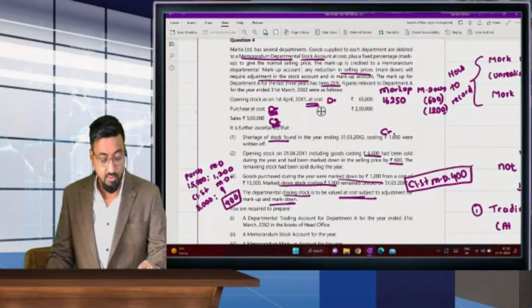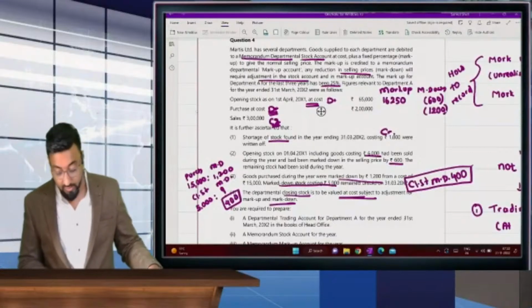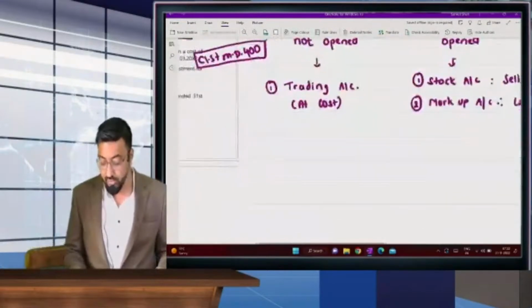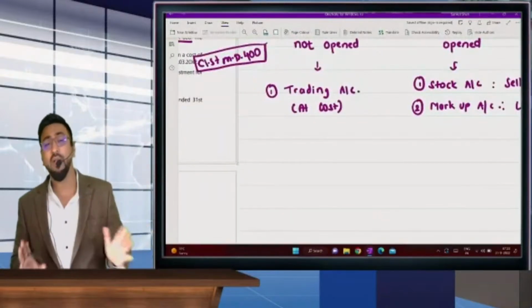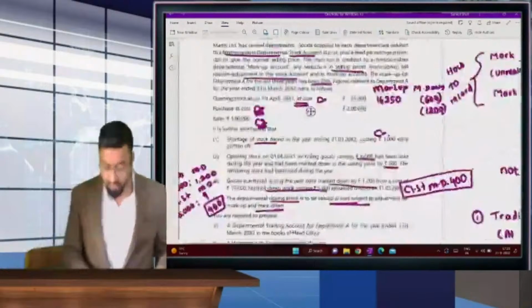Manisha is also saying 400 rupees is the answer. Yes, very good, beta. So now we are going to try to prepare the trading account. So up to here my question is finished. So now trading account. Without any tension, don't refer to the answer. I am giving you 2 minutes.